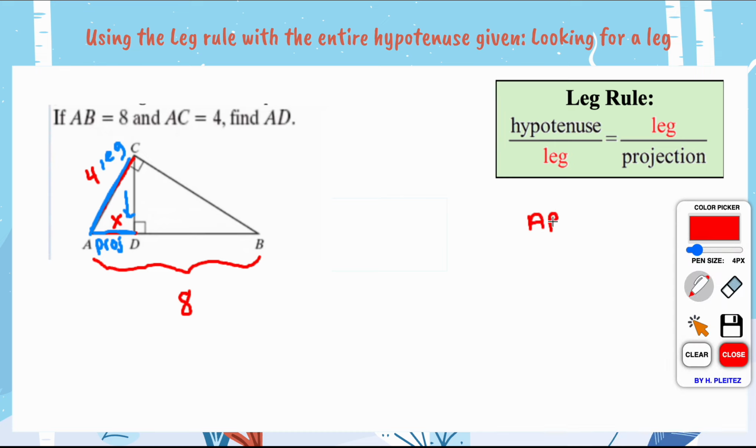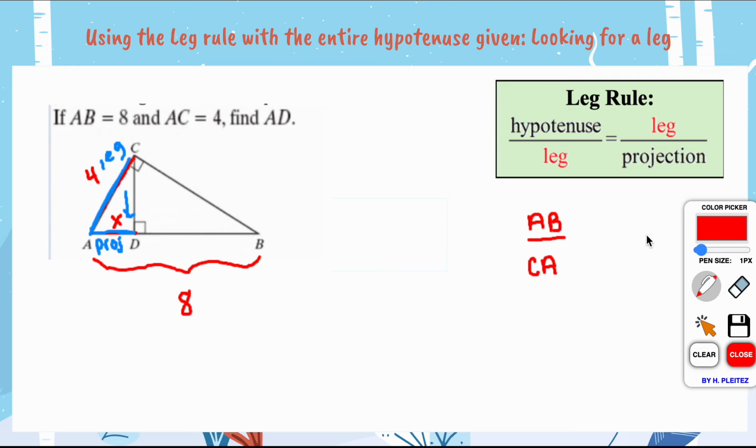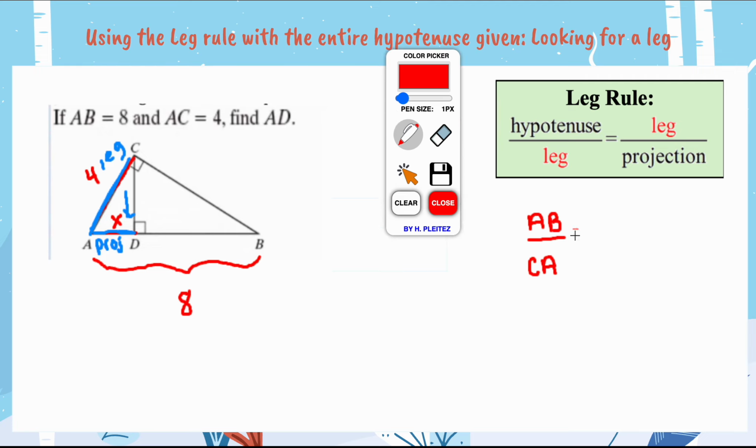I didn't do this in the last video, but the hypotenuse of my largest triangle is AB over the leg, right? I'm not going to put CB because CB is not involved in the slightest in this question. So the leg we are talking about is CA. So hypotenuse over leg equals that leg again over that leg's projection. So again, our projection is segment AD.